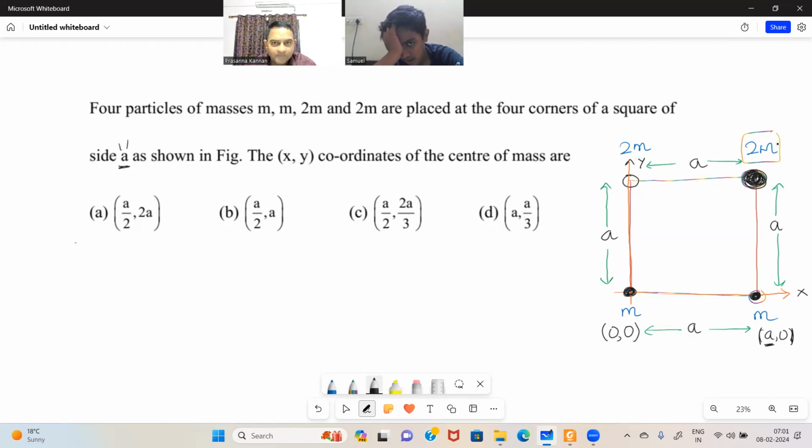What is the x coordinate here at this point, B? Come on, tell me. A. So from this point B to C, when I moved, did I change my x? Did I move horizontally or vertically? Vertically, right? So the horizontal value does not change. It will still remain A only, okay? But vertically, I have moved how much distance? A. So it will increase from 0 to A. So the point will be A comma A. Clear?